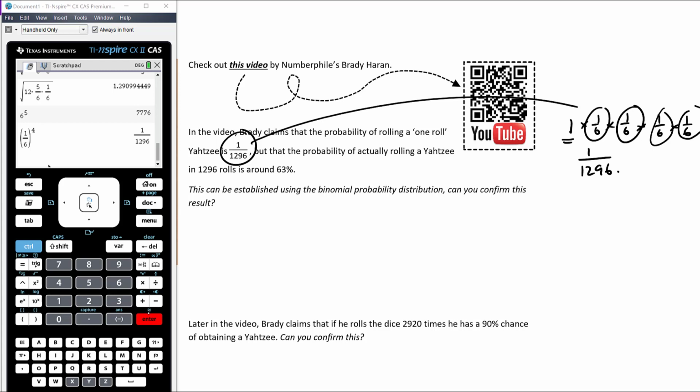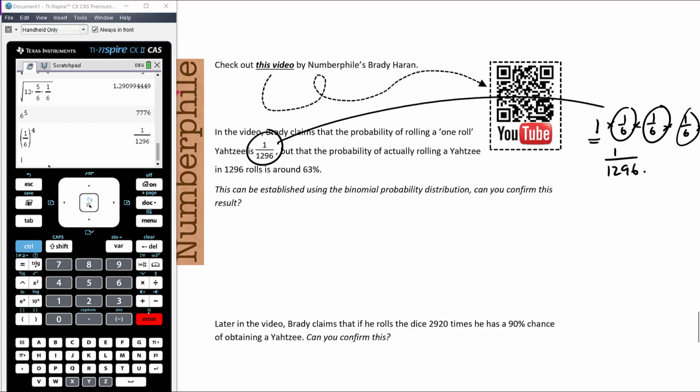show the same number. Okay, so in the video he claims that the probability of rolling a Yahtzee in one roll is 1 on 1296. That's true. But the probability of actually rolling a Yahtzee in 1296 rolls is around 63%. That stat that he quotes in the video can actually be calculated using a binomial probability distribution.